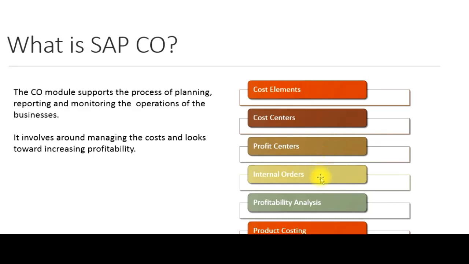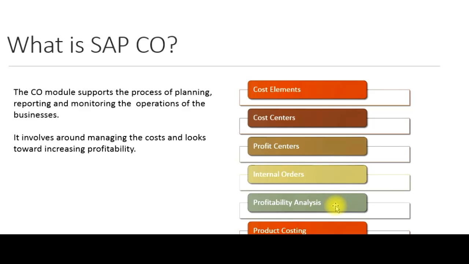Internal orders, you might not have heard about this terminology before. Internal orders in SAP are used to monitor short-term projects or small objects. For example, if you have a fleet of vehicles and you want to monitor the individual costs of each vehicle, then you can create them as internal orders. Similarly, if you have a small marketing campaign or some promotion activities, you can create them as an internal order and monitor their costs.